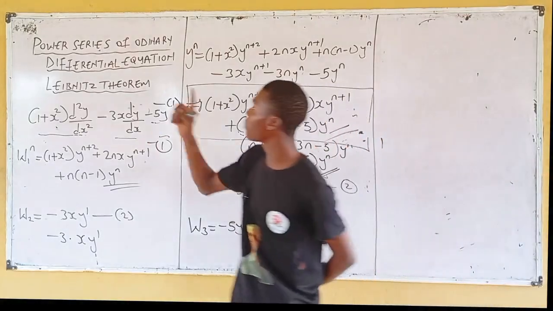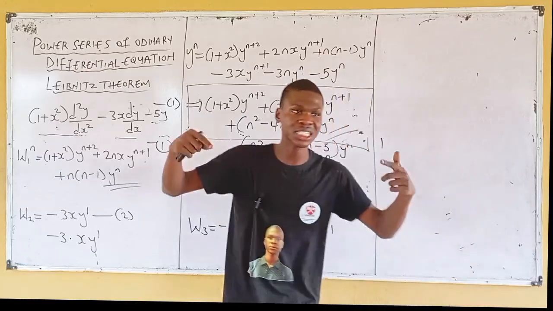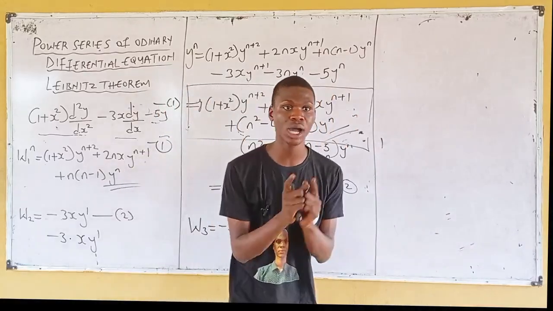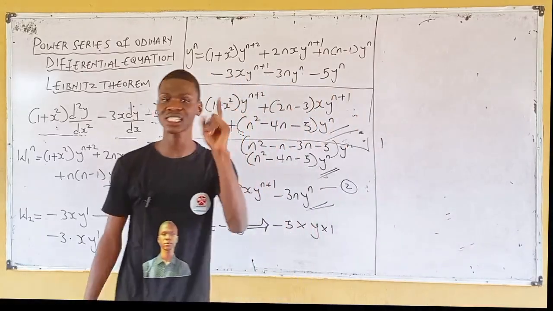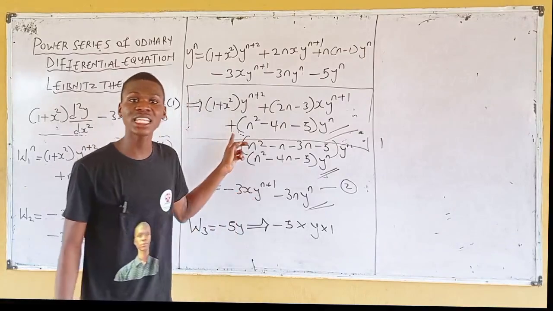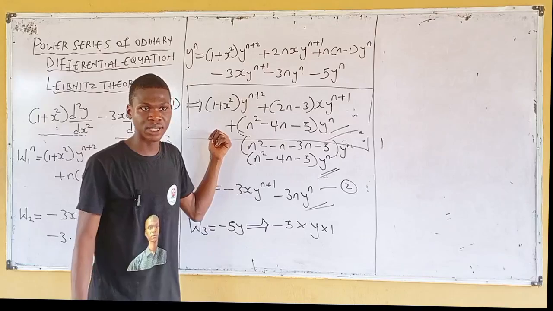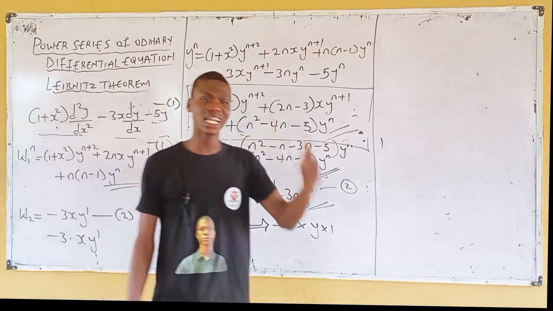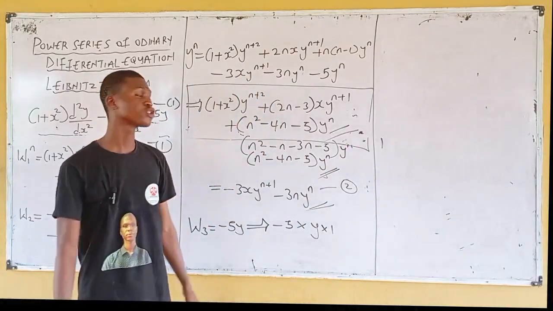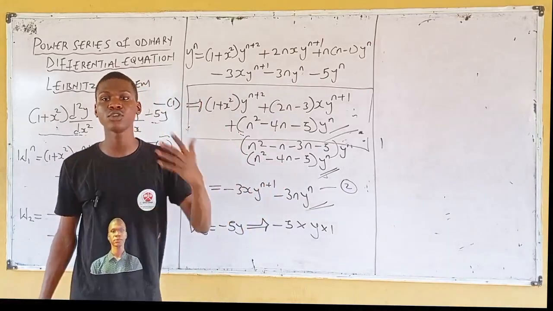But I said by power series of ordinary differential equation, we want to write a series solution for our differential equation. So our first step in writing a series solution for a differential equation is to find the nth derivative. That is step 1. Step 2: substitute x equals 0 in the nth derivative so as to get the recurrence relation.